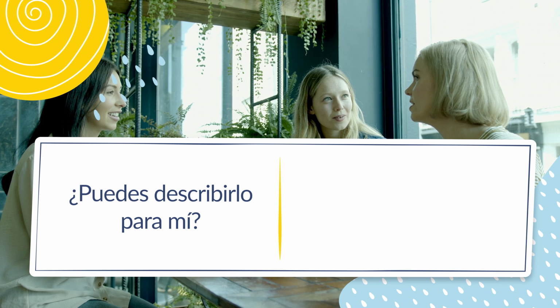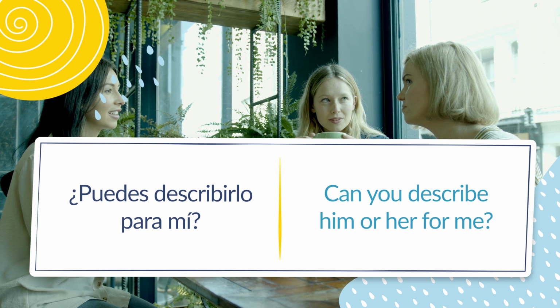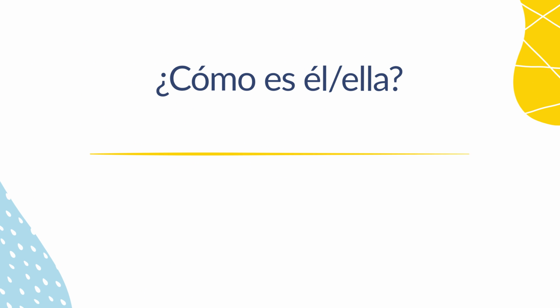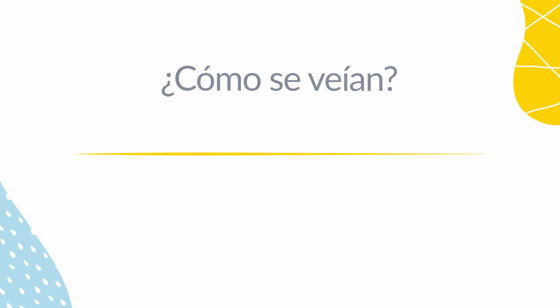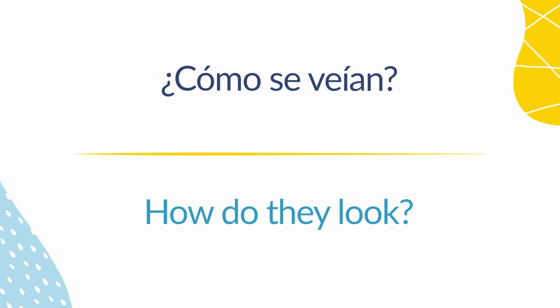So, now that you know the proper conjugations to use with ser and tener, you're ready to learn some common questions you or others might ask about someone's physical appearance. If you'd like a review on Spanish question words and how to use them, check out our video on interrogative pronouns. Starting off with the basics, you can ask, ¿Puedes describirlo para mí? This means, can you describe him or her for me? 2 more broad questions that can apply across a wide range of contexts are ¿Cómo es él o ella? Which means how is he or she? And ¿Cómo se veían? Which means how do they look?